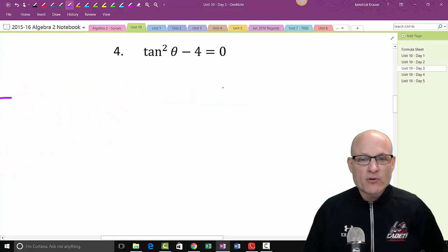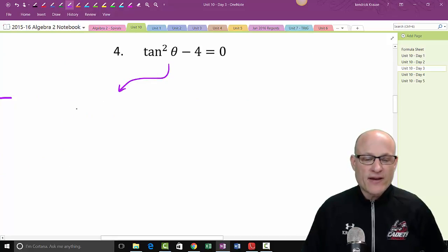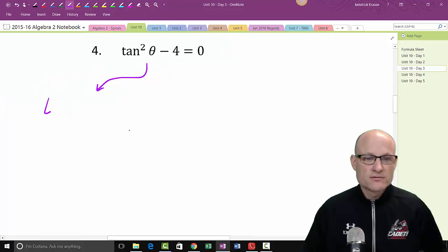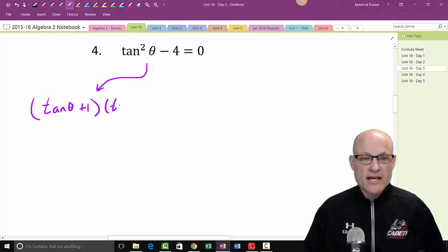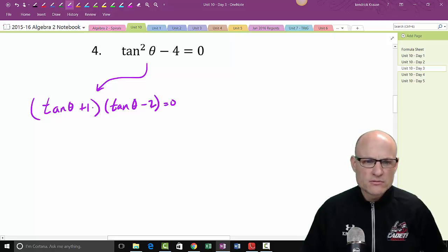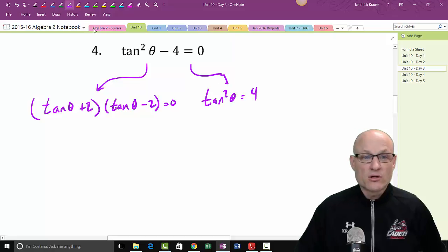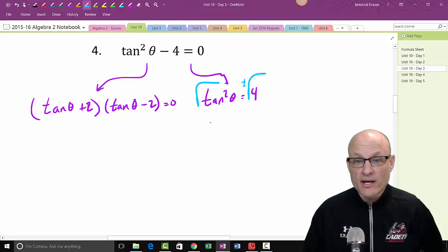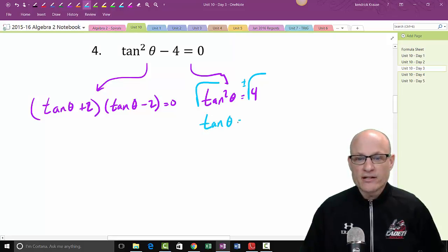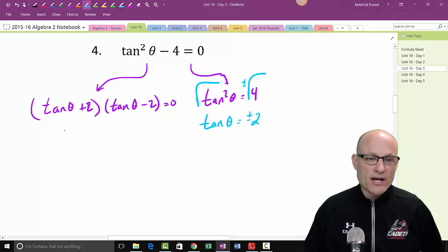So this is the difference of perfect squares. I could do this one of 2 ways. I could factor it as tangent theta plus 2, tangent theta minus 2. Or I can do it this way and say, okay, tangent squared theta is equal to 4. Take the square root of both sides, and when you take the square root, you put a plus or minus, and I get tangent of theta equals plus or minus 2. Either way, I get that.